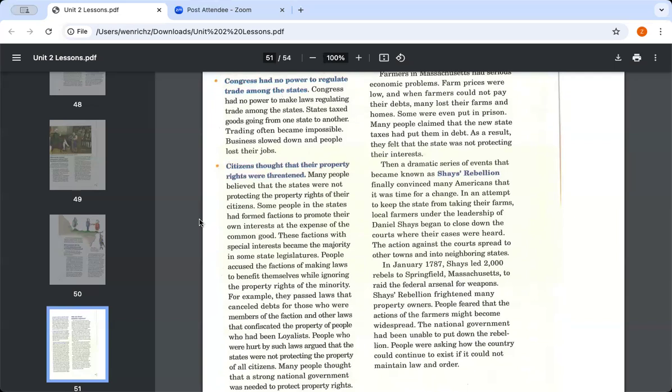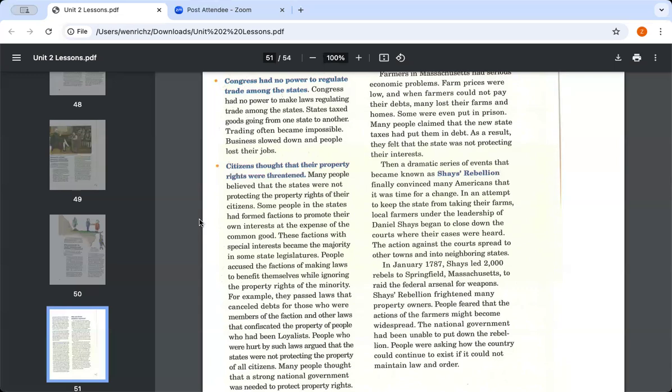Then, a dramatic series of events that became known as Shays' Rebellion finally convinced many Americans that it was time for a change. In an attempt to keep the state from taking their farms, local farmers under the leadership of Daniel Shays began to close down the courts where their cases were heard. The action against the courts spread to other towns and into neighboring states. In January of 1787, Shays led 2,000 rebels to Springfield, Massachusetts, to raid the federal arsenal for weapons.